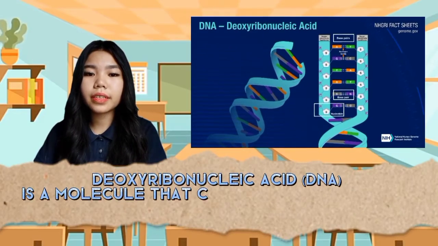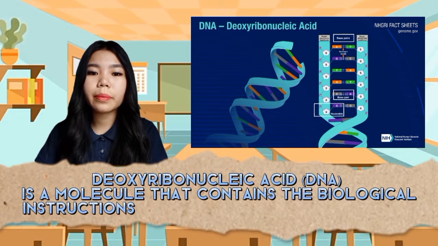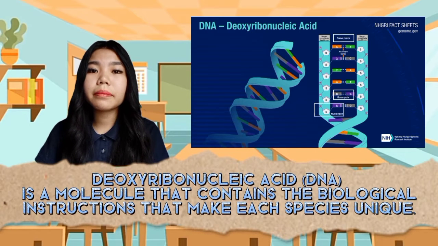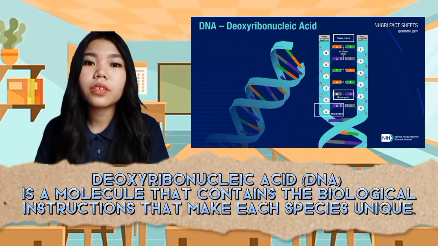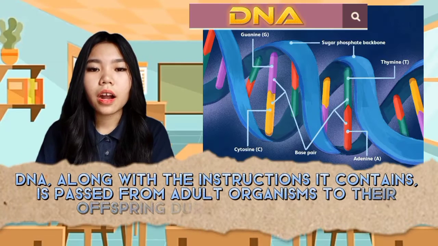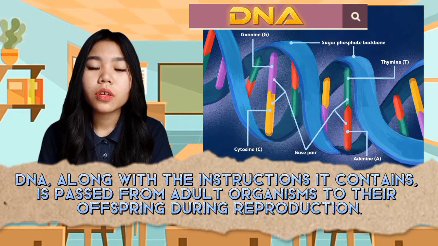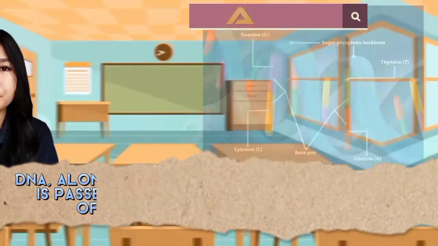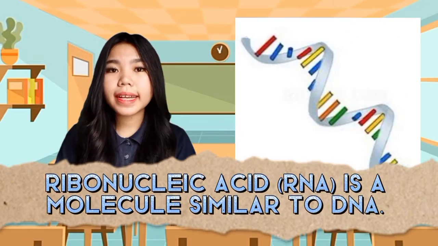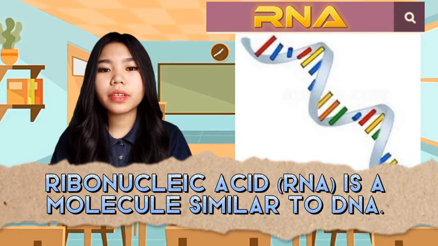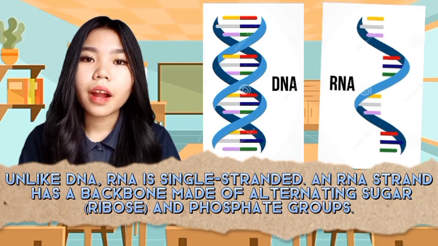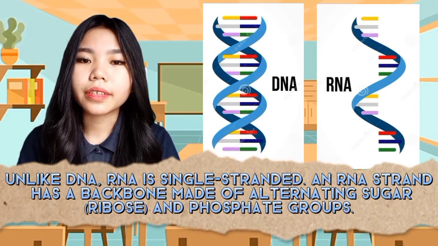Deoxyribonucleic acid or DNA is a molecule that contains the biological instructions that make each species unique. DNA, along with the instruction it contains, is passed from adult organisms to their offspring during reproduction. While ribonucleic acid or RNA is a molecule similar to DNA. Unlike DNA, RNA is single-stranded.